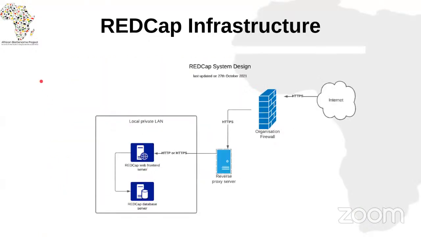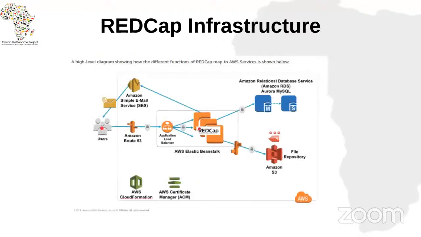So let's quickly have a look at infrastructure. Redcap is very simple to install. It can be installed on a single machine, but the recommendation is to split the web server front-end content from the database to secure your information. It's preferable that you have that behind a reverse proxy and behind an organizational firewall, just to protect your data. AWS also has a deployment module that they have for Redcap. Their website states that you can have a Redcap instance deployed within 20 minutes, which is very impressive.